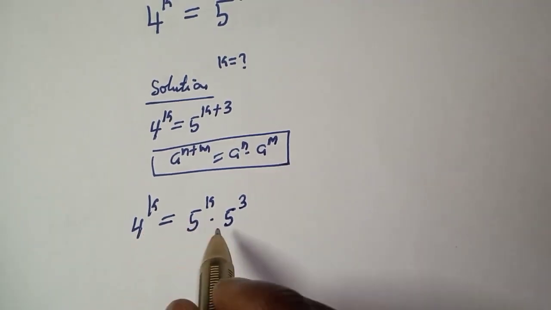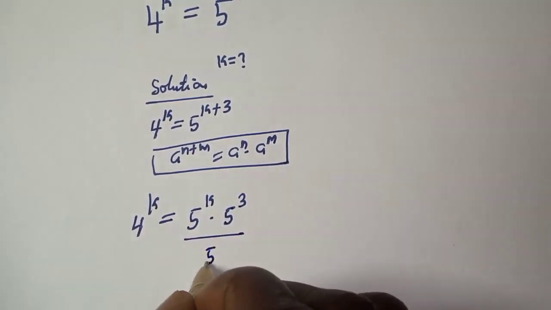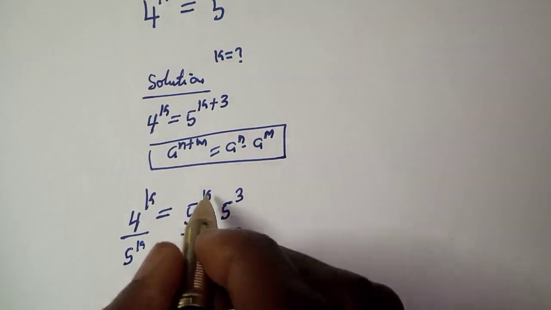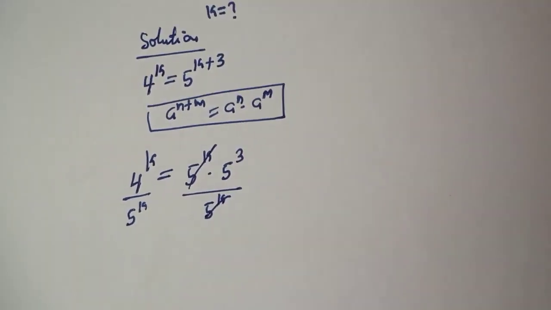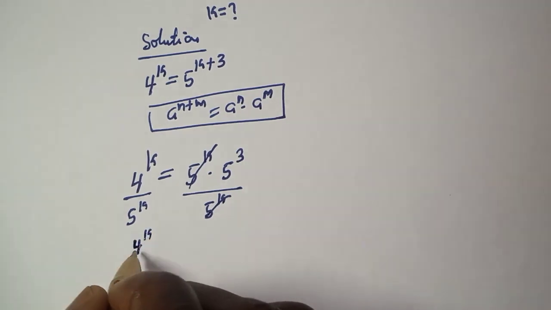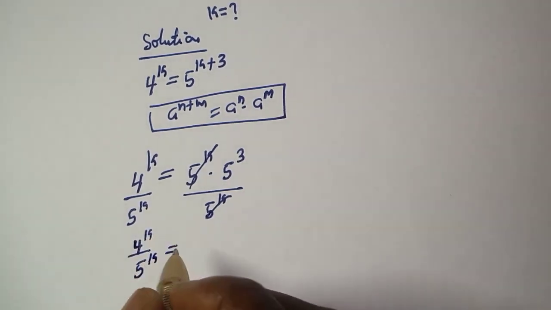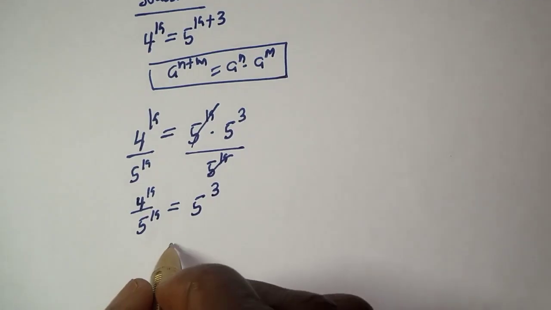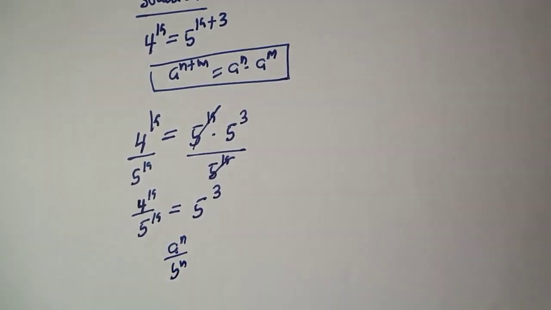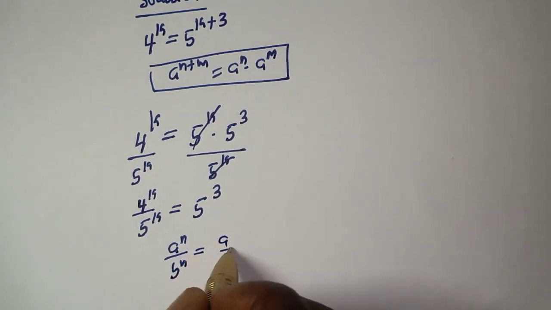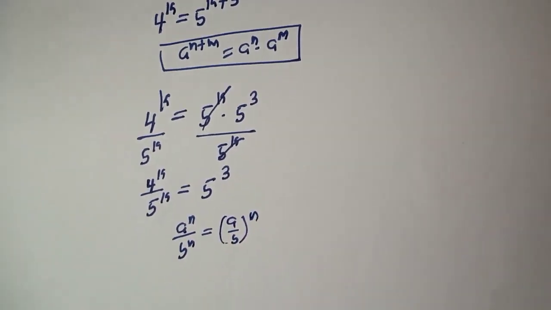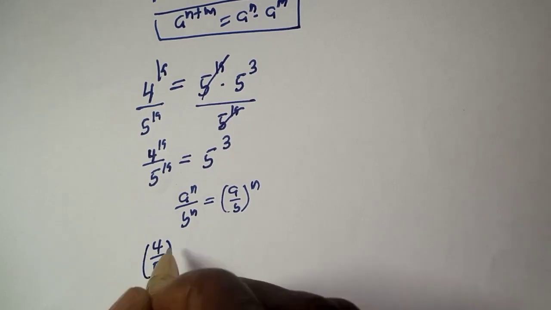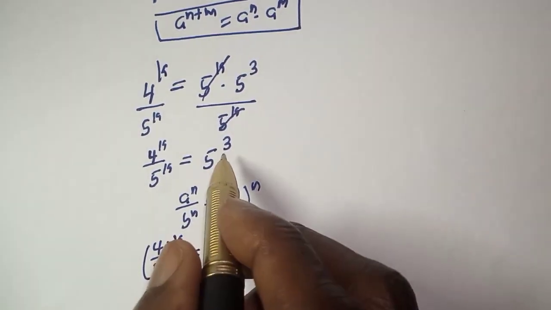Now, let's divide both sides of this equation by 5 raised to power k. This will cancel this. Here is 4 raised to power k over 5 raised to power k is equal to 5 raised to power 3. Also, if you have a raised to power n over b raised to power n, this is equal to a over b raised to power of n. Then this can be written as 4 over 5 raised to power k is equal to 5 raised to power 3.